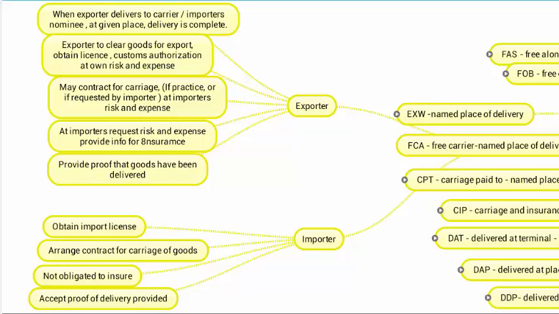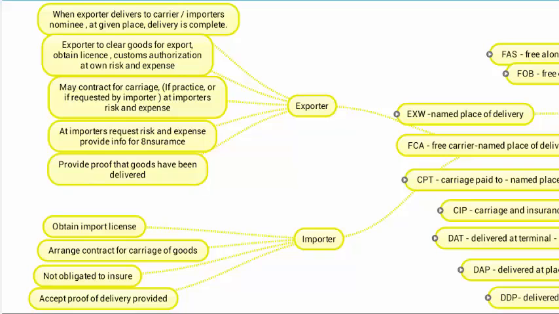Free carrier is a term which we will use for normally other than sea mode of transport. It could be surface transport, it could be air. You can have a FCA Delhi airport, you can have a FCA ICT, that is inland container terminal, you can have a dry port, you can have FCA city, maybe Taif in Saudi Arabia or maybe Ras Al Khaimah in UAE. You can have FCA any place.